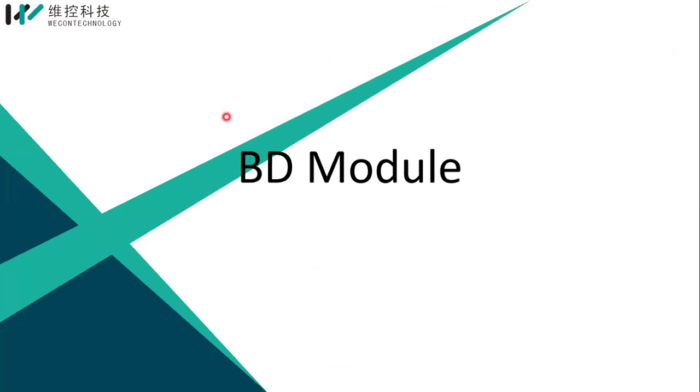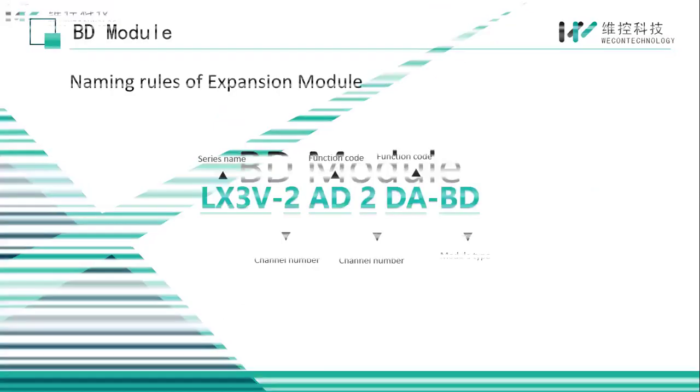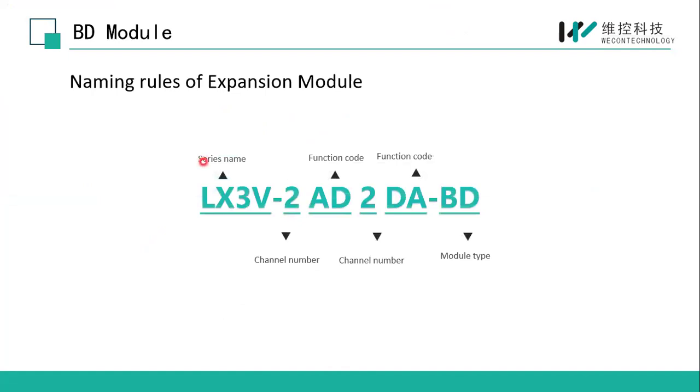Next, we move to the BD module. The name rule is the same. The first part is for the series name, LX3V or LX5V module. And the number here is the channel number, the same, and the function code.